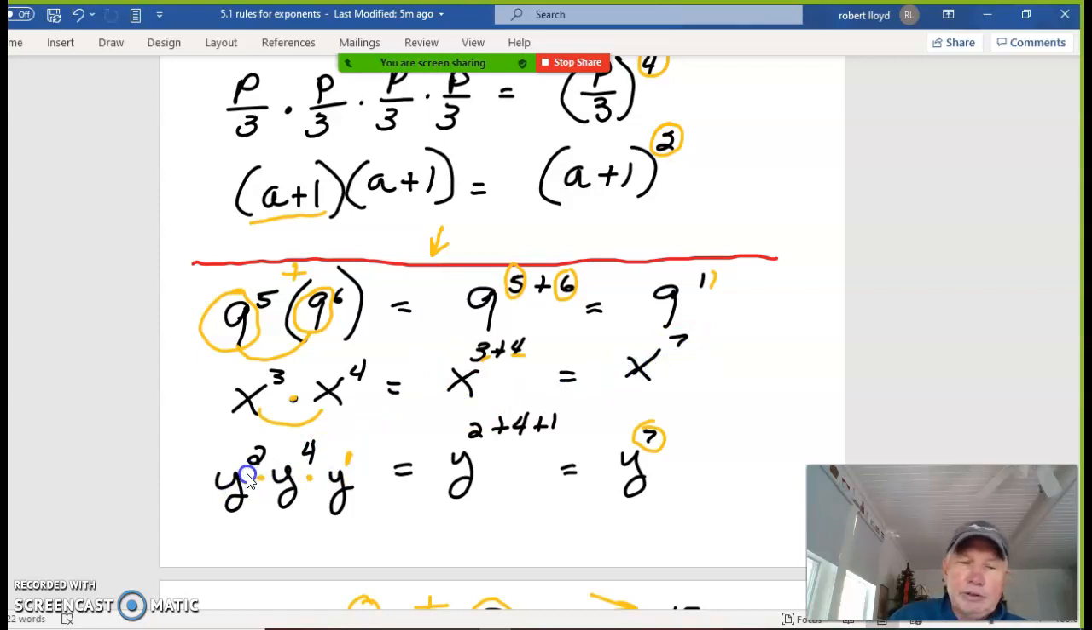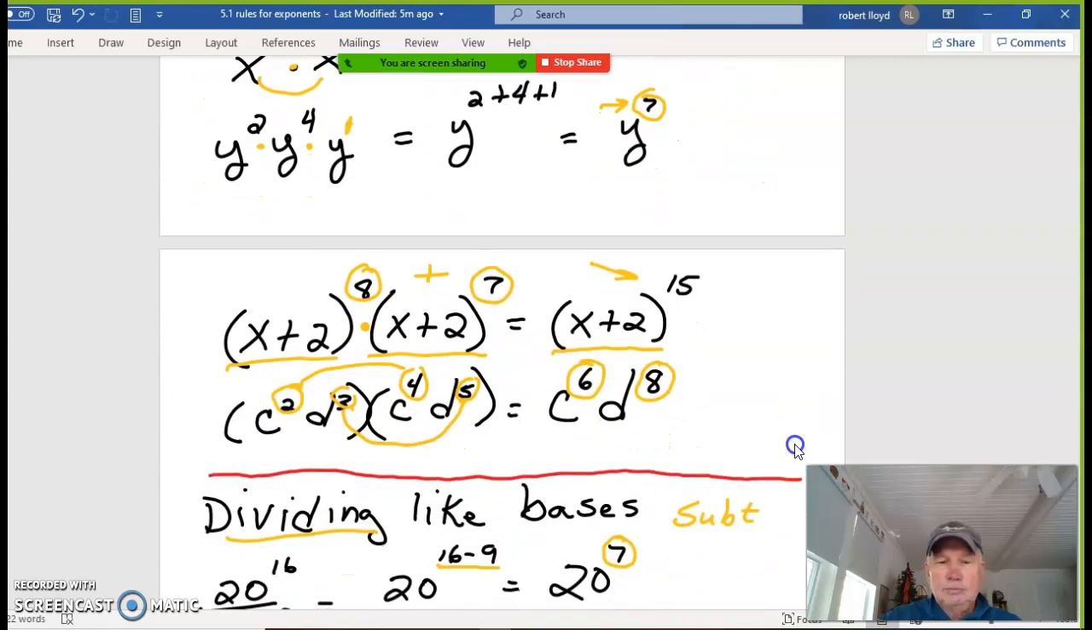In our third example here, we have y to the second times y to the fourth times y, and there's no power there, so it's always 1 when there's no power. So we're multiplying like bases, so we add the exponents. 2 plus 4 is 6, and 1 more makes our 7. Again, with quantities, they're like bases, so we just add the exponents. So it's the quantity x plus 2, 8 and 7 make 15.